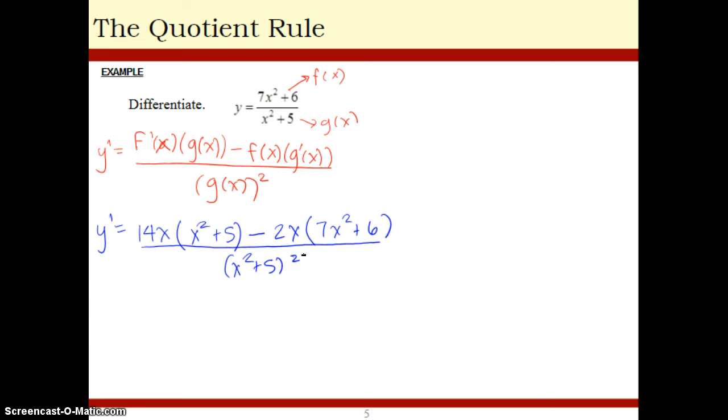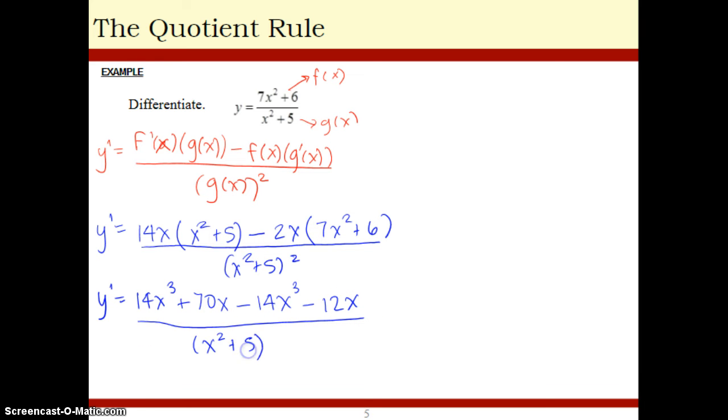So again, we want to simplify this, so let's go ahead and distribute everything. So we get 14x cubed plus 70x minus 14x cubed minus 12x. I just distributed there. All of that over x squared plus 5 squared.